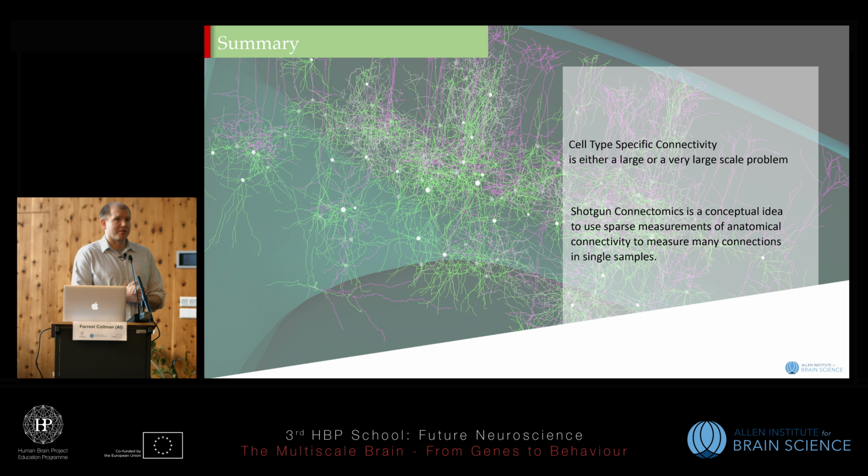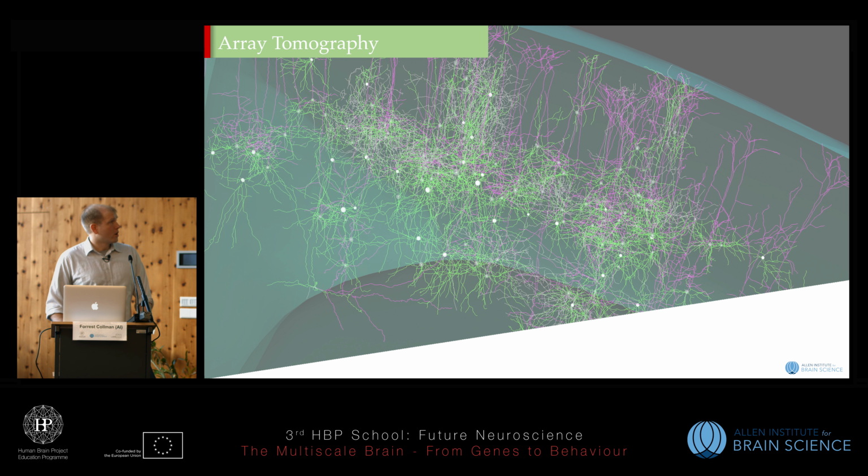So in this section, I've outlined for you what the problem of cell type specific connectivity is, emphasized how large a problem it is, and given you a brief description about how shotgun connectomics as a concept could be used to try to address the scale of this problem. All right, so in the next section, I'm going to describe to you the particular technology that we're trying to use and develop at the Allen Institute in order to realize this conceptual idea.